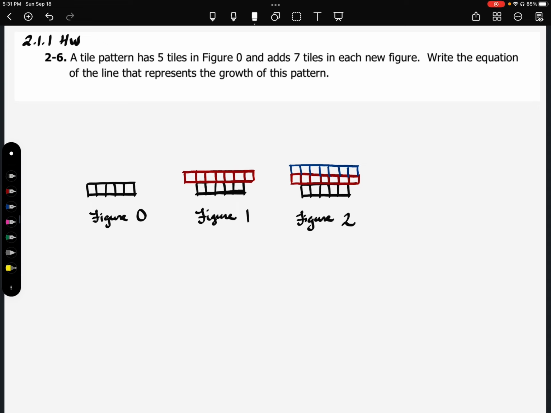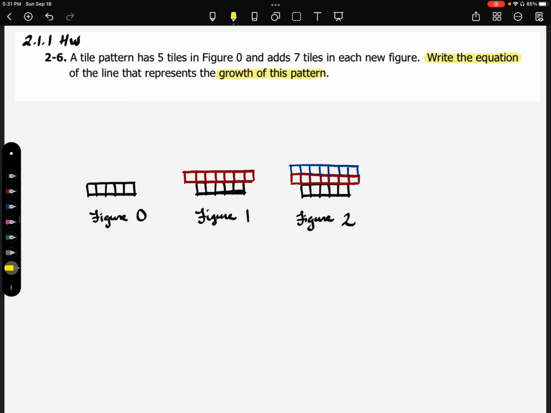This problem reads, a tile pattern has 5 tiles in figure 0 and adds 7 tiles in each new figure. Write the equation of the line that represents the growth of this pattern. So we're trying to write an equation, right? So we're trying to write an equation of a line that represents the growth of this pattern.